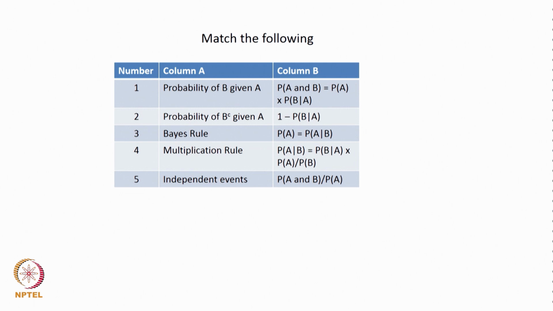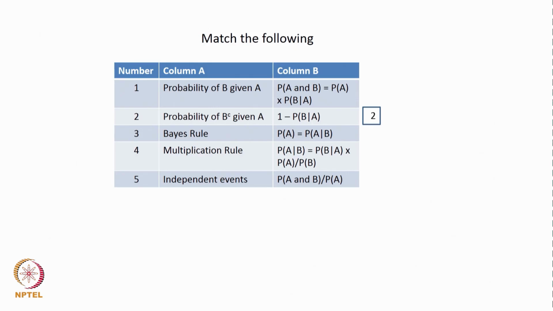In this lecture, we discuss conditional probability further. We take some simple examples to understand and illustrate the concepts that we learnt in the earlier lecture. So, we begin with some match the following questions, so that we understand the concepts. There are 5 items given in column A and 5 items given in column B. So, probability of B given A, probability of B complement given A, Bayes rule, multiplication rule and independent events.